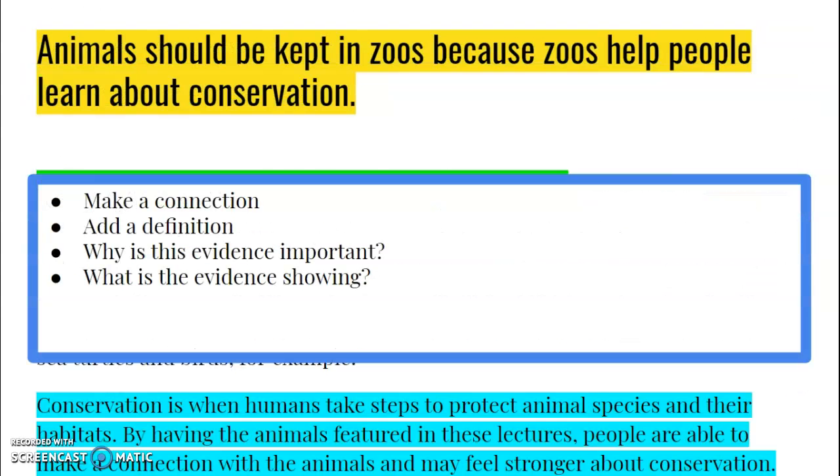Well, you need to start thinking about, well, I need to make a connection between my reason and my evidence. My reason's about conservation, so I need to figure out how does my evidence show that zoos help people learn about conservation. You can add a definition. This is a big one. If you're talking about something like conservation that your reader might not know about, include it in your explanation. That's always a great way to get your reader to see the connection between your evidence and your reason. Ask yourself, why is this evidence important? What is it showing to my reader to help them understand why this evidence supports my reason?